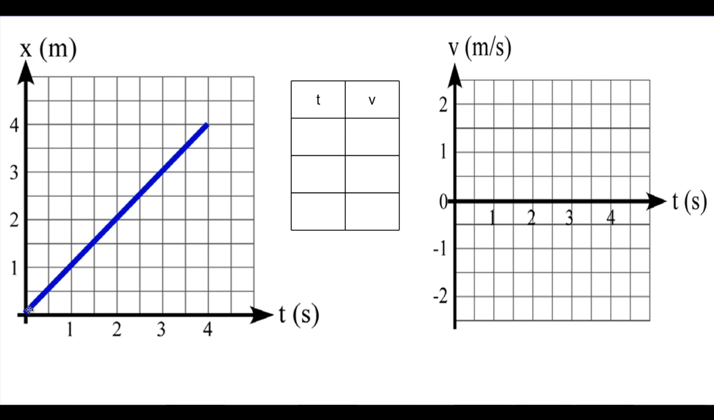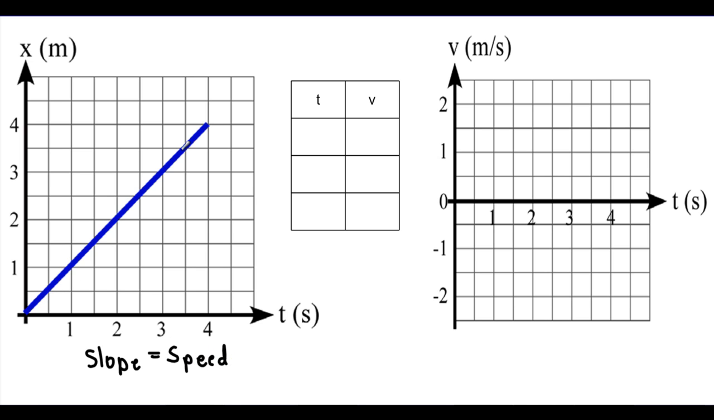My position versus time graph is given over here on the left. The object travels in the positive direction at a constant velocity. I know it's constant because the graph is linear, or it's a straight line. So really what I have to do is pick 2 points and calculate the slope, because we know that slope equals speed.